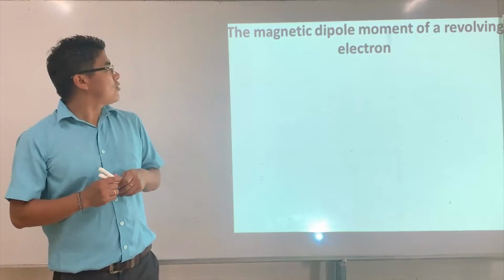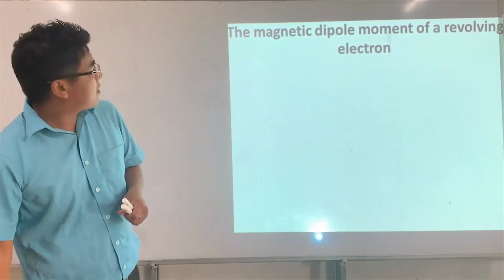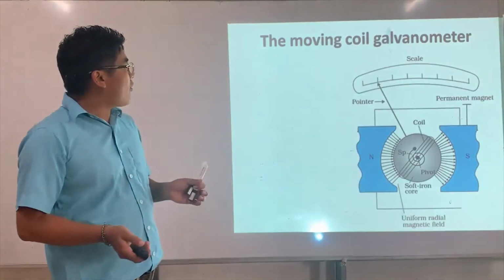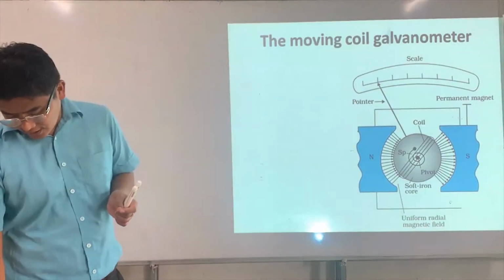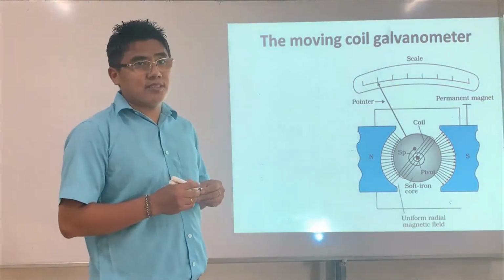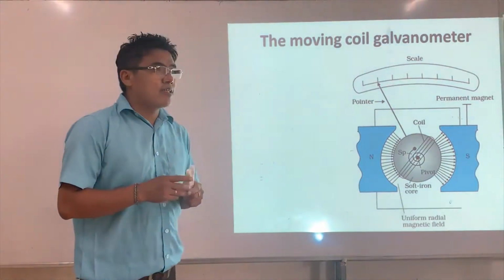Hi everybody. Just now we are done with the magnetic dipole moment of revolving electrons. So now I am going to do the last part of this chapter. This is what we call the moving coil galvanometer. Alright. So this is what we talk about.